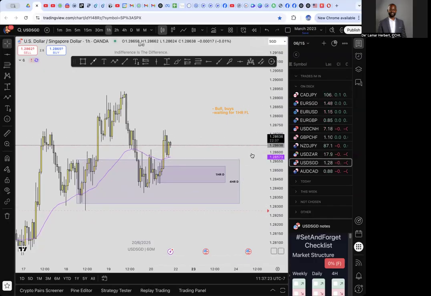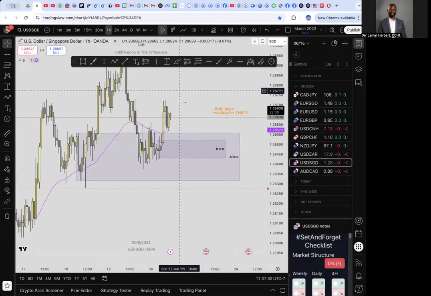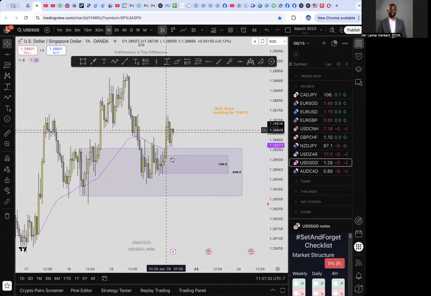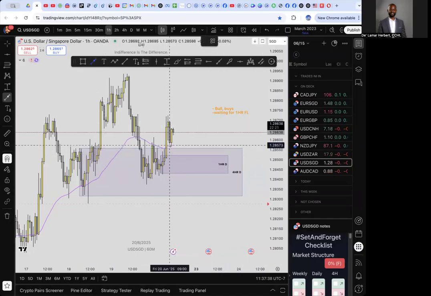Okay, so next we have USD SGD. Let me just double check, make sure. Yeah, USD SGD. So right now we're waiting for buys. We're bullish in sync. Waiting for the 1 hour first low. And as you can see, we got it right here. It's our 1 hour first low.